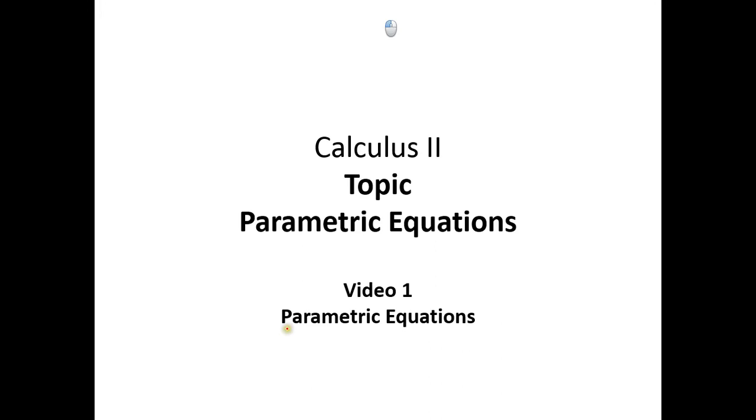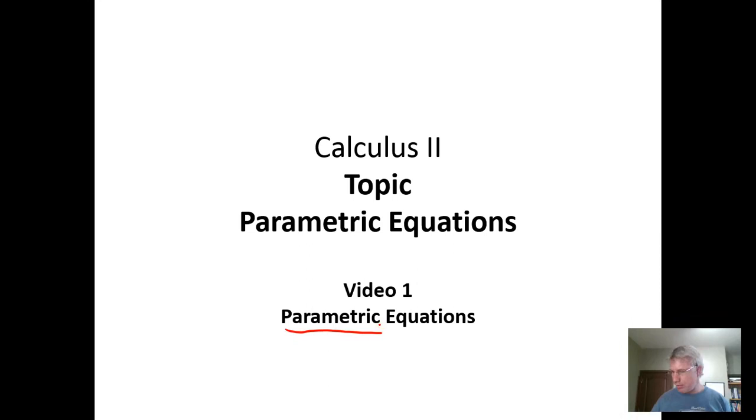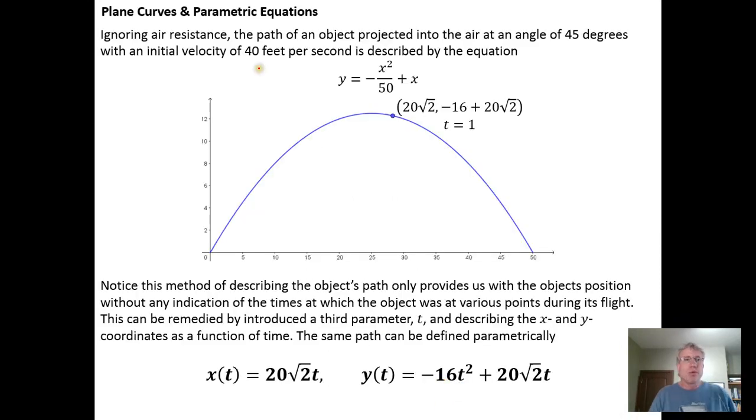So in this video we're going to introduce the idea of parametric equations. To get at this idea, here's an example where an object has been projected into the air at a 45-degree angle with an initial velocity of 40 feet per second.